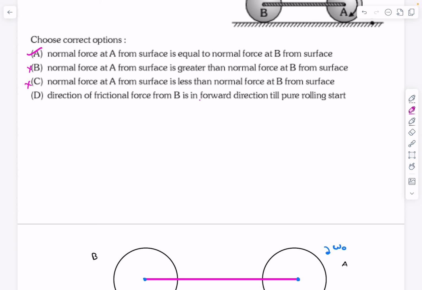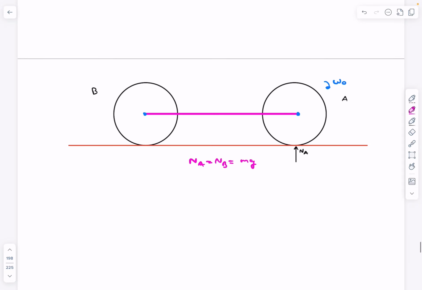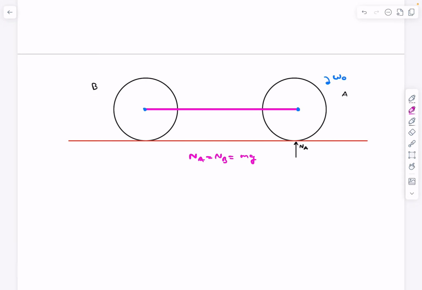In option D they're asking whether the direction of frictional force from B is in the forward direction till pure rolling starts. It is a bit unclear what they mean by forward direction, so we'll just use x and use either plus i cap or minus i cap to express in which direction friction is acting.